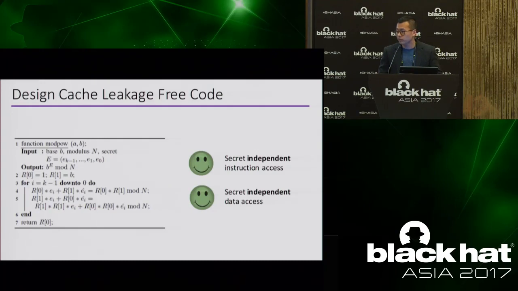So just a recap. The two things to keep in mind to design cache leakage free code are, first, we want to achieve secret independent instruction access. And the way we do it is by merging the different control flows into a single code region. And the second thing we want to achieve is secret independent data access. The way we achieve it is, regardless of what the secret value is, we always load the whole data into the cache so that the attacker has no way to figure out which data region we're actually accessing.